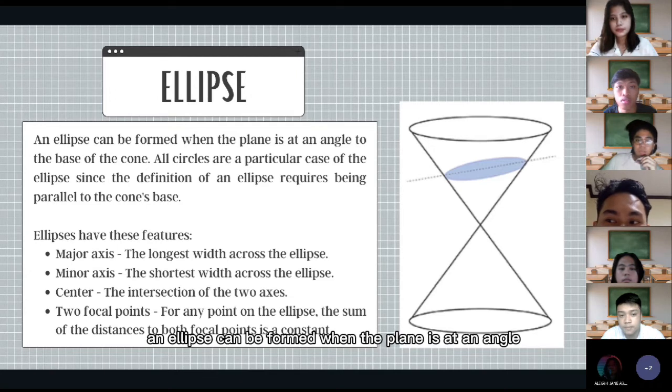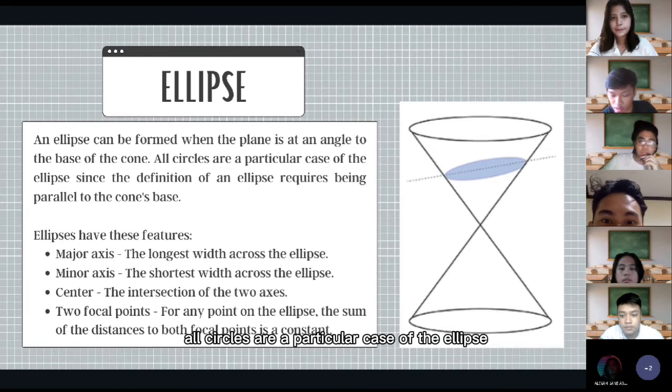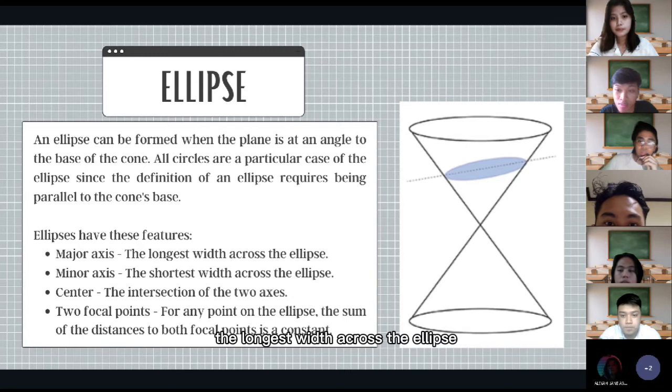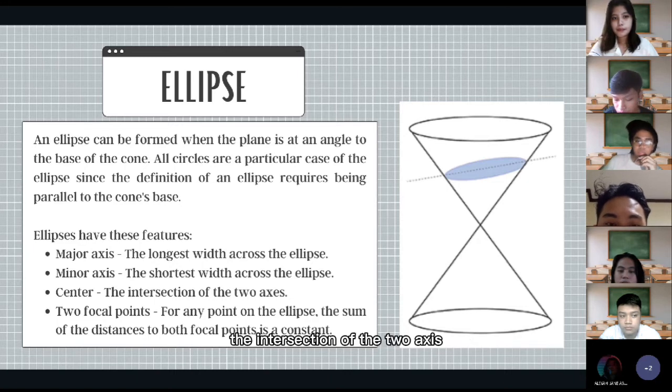Ellipse. An ellipse can be formed when the plane is at an angle to the base of the cone. All circles are a particular case of the ellipse since the definition of an ellipse requires being parallel to the cone's base. Ellipses have these features: major axis, the longest width across the ellipse; minor axis, the shortest width across the ellipse; center, the intersection of the two axes; two focal points for any point on the ellipse. The sum of the distances to both focal points is a constant.